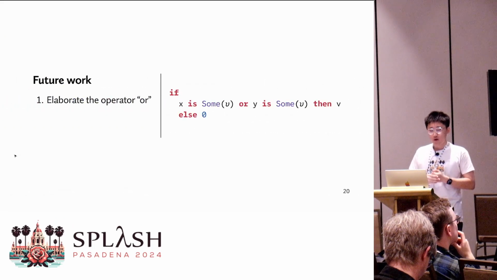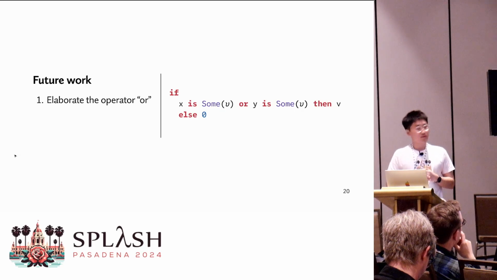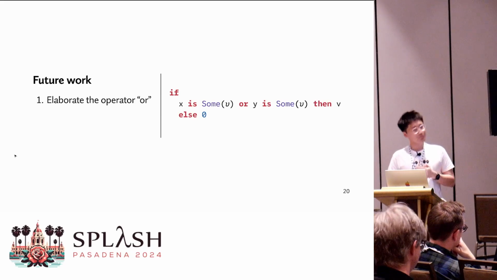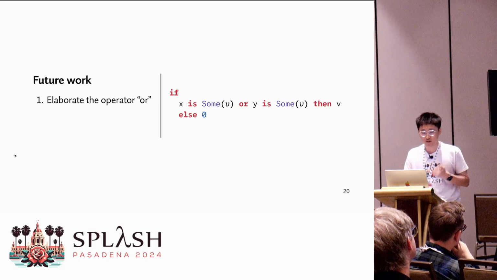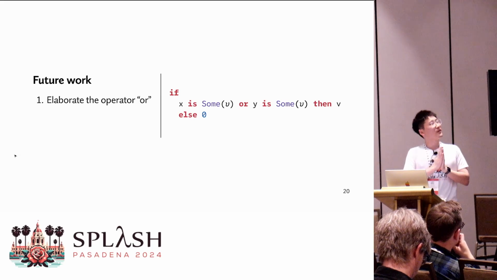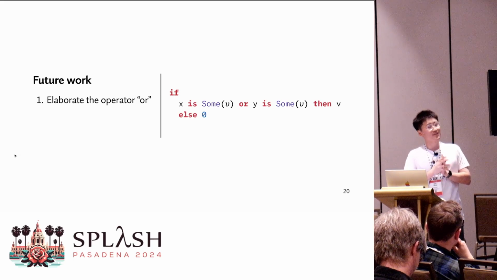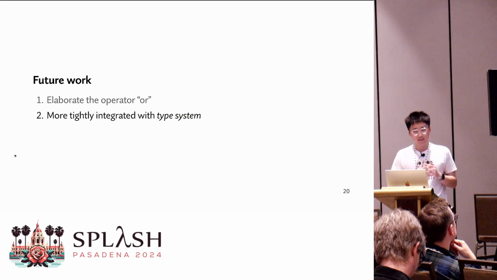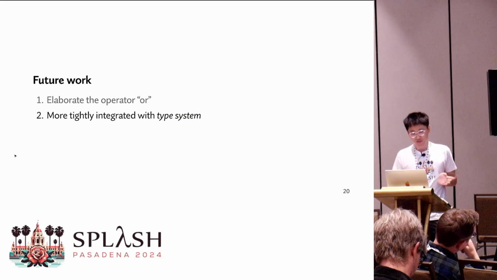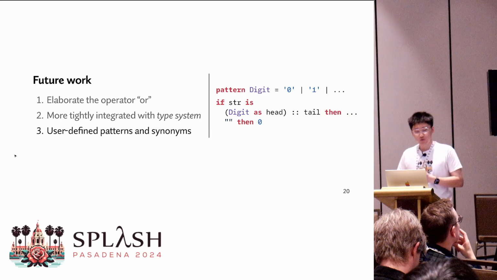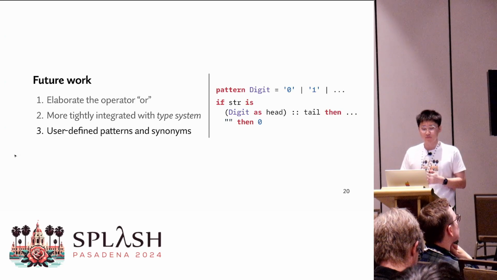In the future work, we'd like to elaborate the operator OR. Note that we introduced the operator AND in our current syntax. The introduction of operator OR is not straightforward because it might break the non-backtracking trait in our algorithm. Next, we'd like to explore a more tightly integrated approach with the type system, especially the type system of MLscript. Next, we'd like to introduce some user-defined patterns and synonyms.